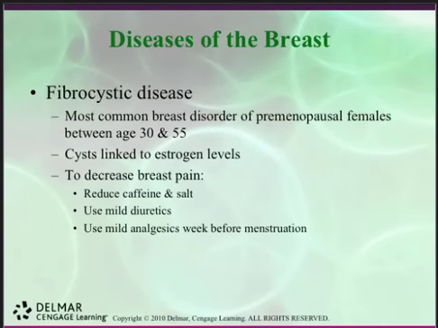Okay, fibrocystic disease is a common breast disorder of perimenopausal females between 30 and 55. The cysts are often linked to changing estrogen levels. To decrease the amount of breast pain, we can reduce caffeine and salt intake, we can use mild diuretics, and we can use mild analgesics a week before menstruation.